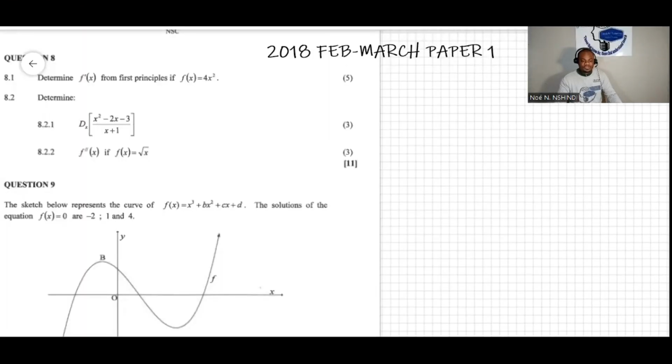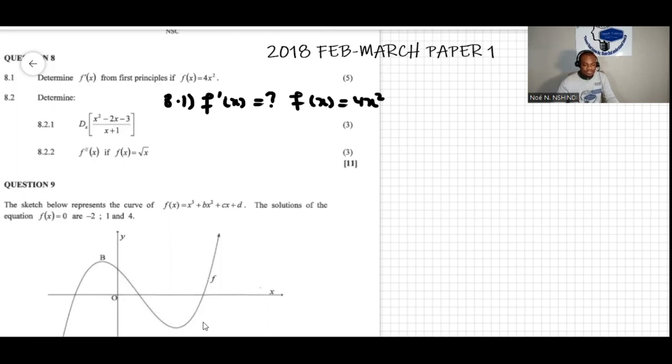We have another question over here, question 8. The question says, determine f prime of x from the first principles if f of x equals 4x squared. Well, I'm going to write here 8.1. We're looking for f prime of x from the first principle, while f of x is given by 4x squared.